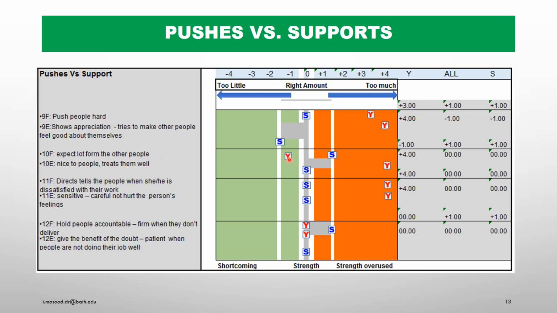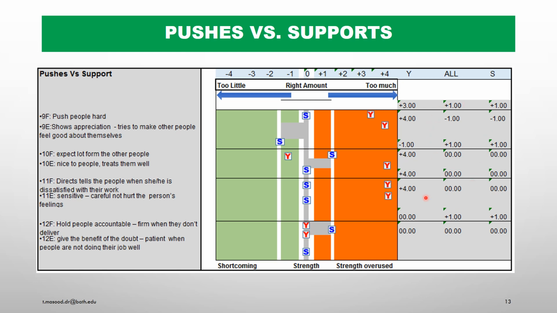I'm using negative here. In the fourth, 11F and 11E, I'm using plus 4 and plus 4, enabling and forceful. And in the last, hold people accountable when they don't deliver, versus in the middle, give the benefit of the doubt and be patient when people are not doing their job well. So here I stay in the same place. I did not use a forceful enabling leadership style. To some extent I stay in the same place, using the right amount of the enabling leadership style.